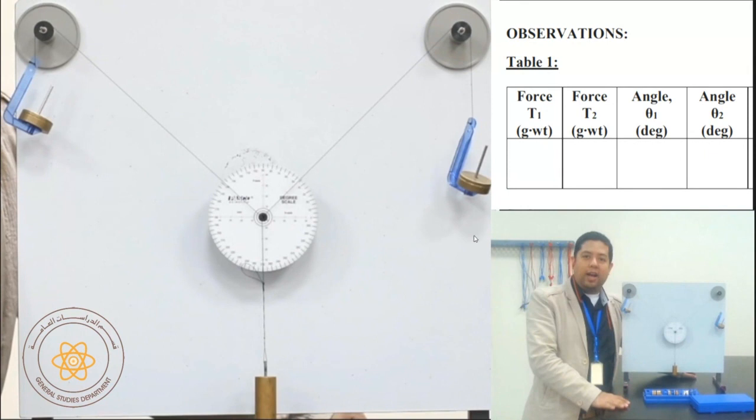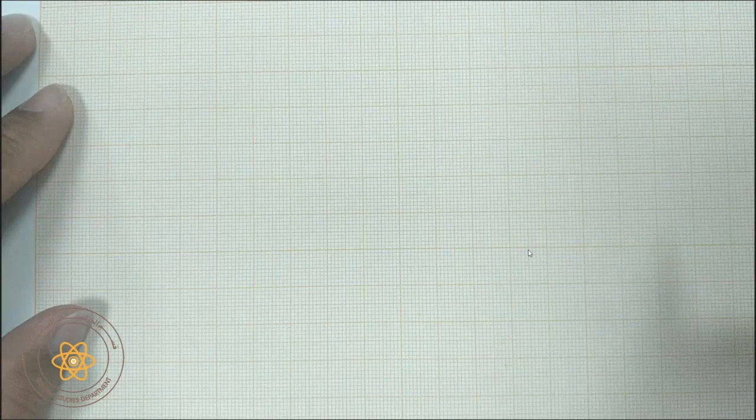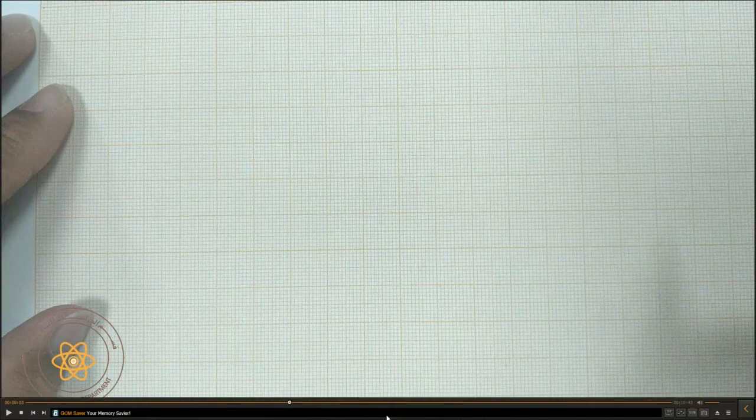Okay, again, I will show you the video of how to make the graph. And then we will do the graph again in real time using a second camera. Clear? So I want you to watch the video first.